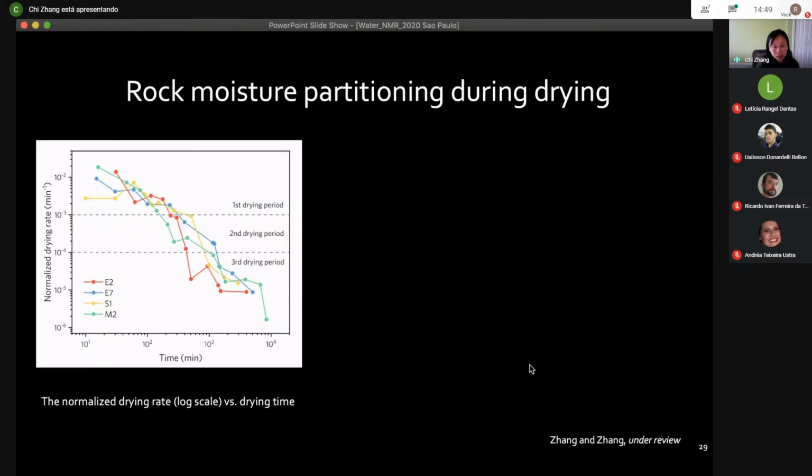So this is the drying rate for the different samples labeled E2, E7, S1, and M2. Just to remind you again, E2 and E7 are the ice limestone, near the top surface, and then we have the shell layer, which is between the ice layer and the Morel layer, and M2 indicates the lower limestone formation. You can see the samples experience different drying speeds and also have different drying periods.